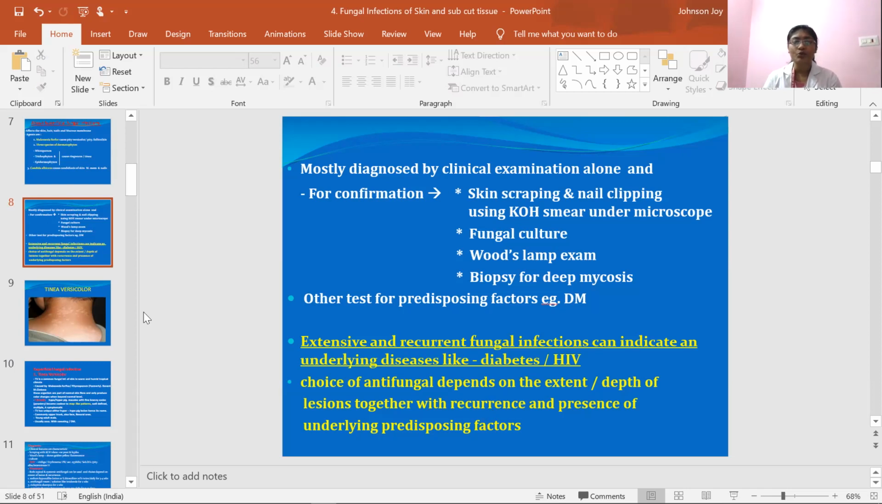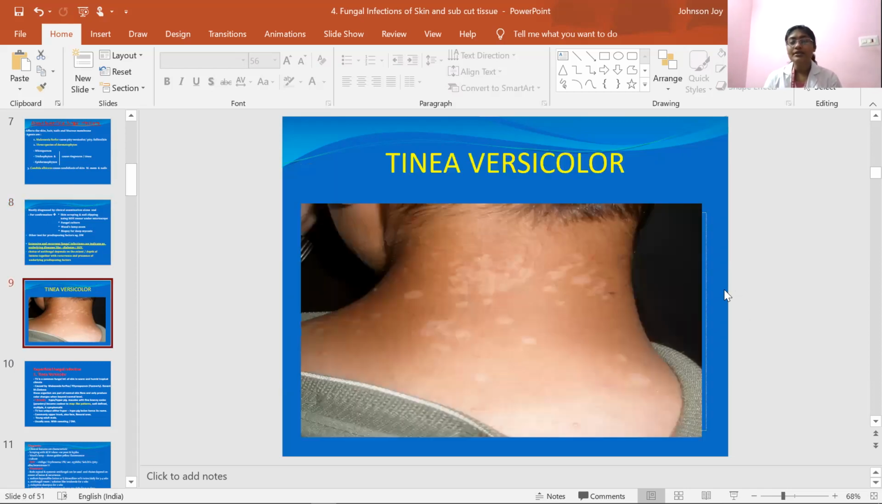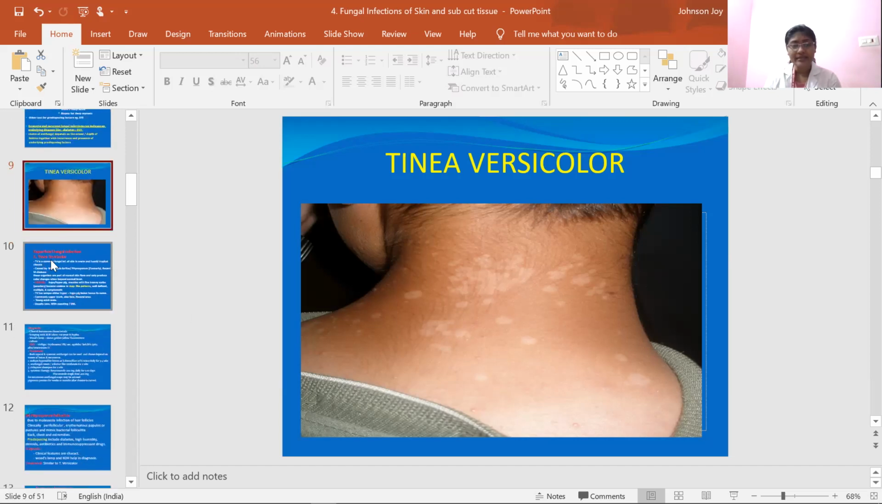This is a picture of tinea versicolor, where you can see multiple hypopigmented macules which are seen discrete as well as coalescing together to form larger patches. And here you can see some scales also. The main feature of tinea versicolor is that branny scales or fine scales will be present. These scales will be more evident when you stretch the skin. That's why it is known as fine scales or branny scales.